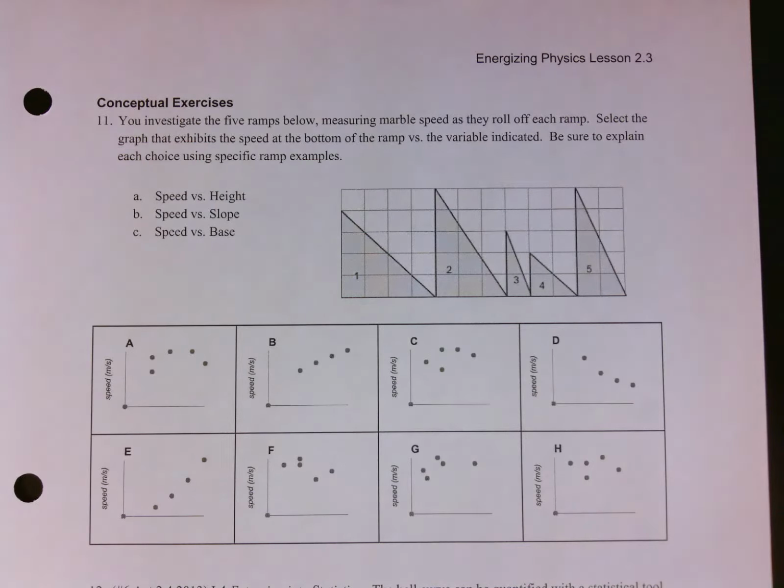The question reads, you investigate the 5 ramps below, measuring marble speed as they roll off each ramp. Select the graph that exhibits the speed at the bottom of the ramp versus the variable indicated. Be sure to explain each choice using specific ramp examples. So from the lab at the beginning of the lesson, we learned that speed correlates with height.